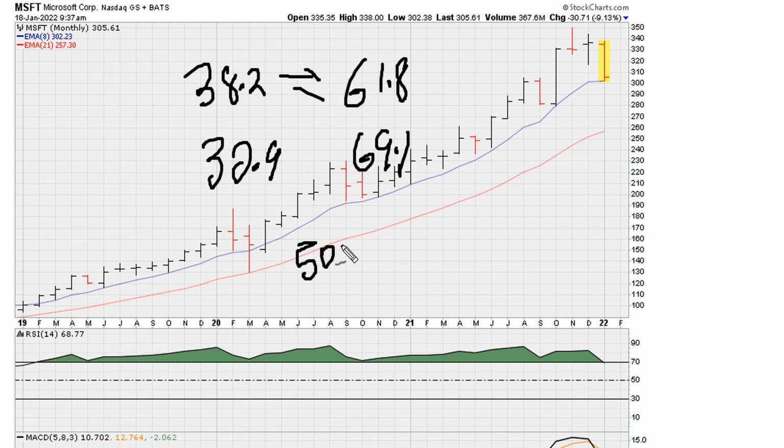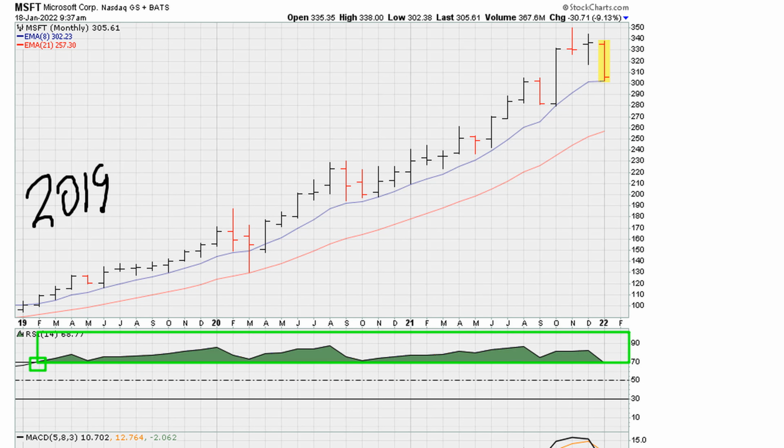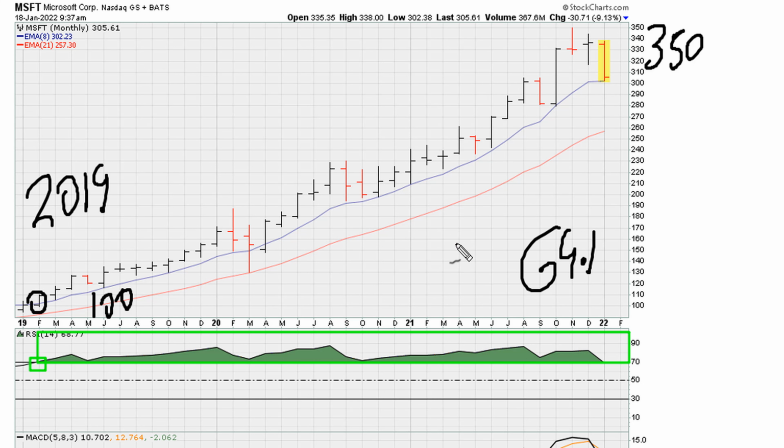So the midpoint. For example, if we take a look at Microsoft, going back all the way to about January, February of 2019, so we're talking about almost 3 years, Microsoft has been above RSI 69.1, and because of this power above 69.1, the stock has moved throughout this phase where it has held above 69.1 from about, let's call it 100 to the current highs here of about 350. All of this because of the power of RSI 69.1.